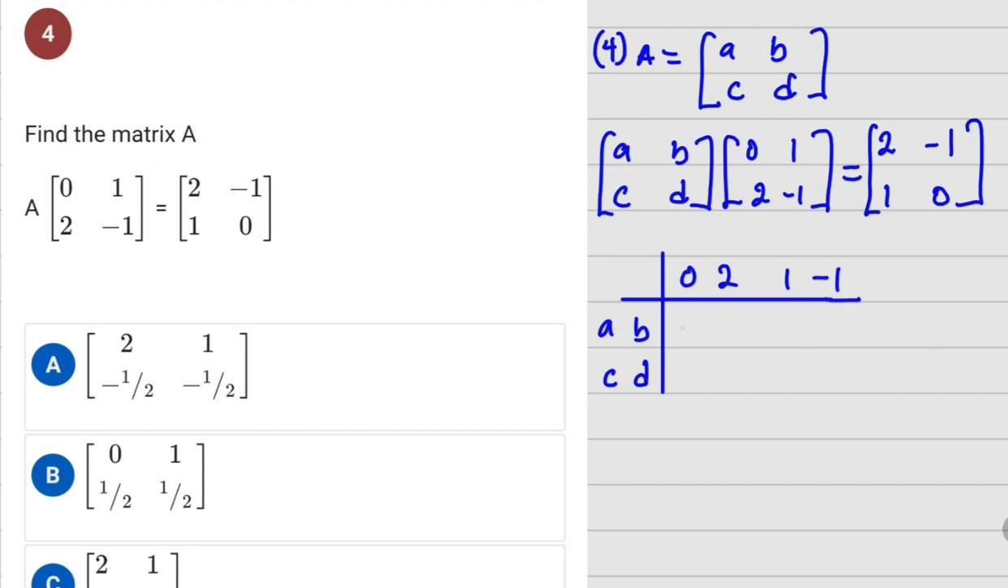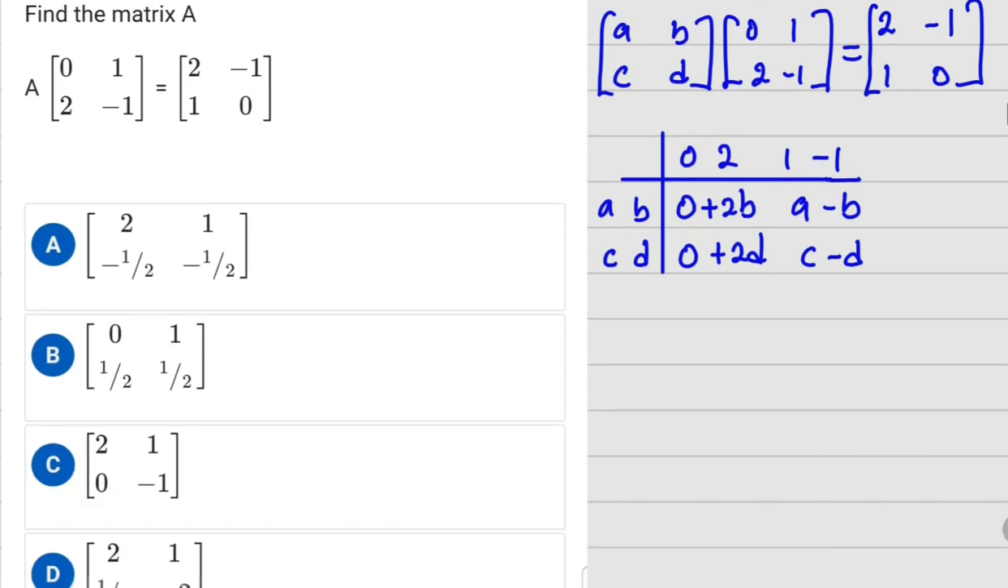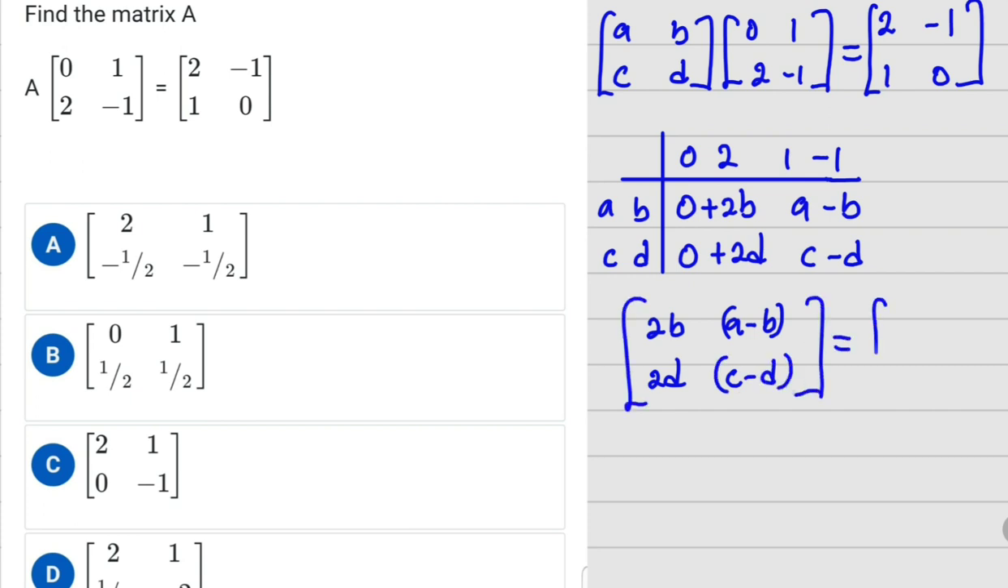Now in multiplying, A times 0 is 0, then B times 2 is plus 2B. Then A times 1 we have A, then B times -1 we have minus B. Then C times 0 is 0, then we have plus 2D, then C minus D. So the answer will be 2B, then A minus B, then 2D, then C minus D. Now remember, this will be equal to [2, -1; 1, 0].